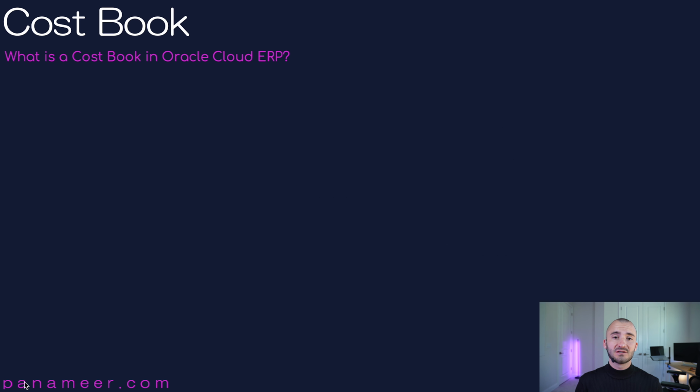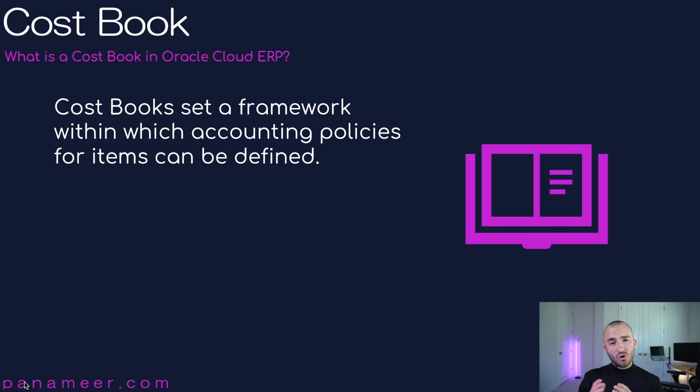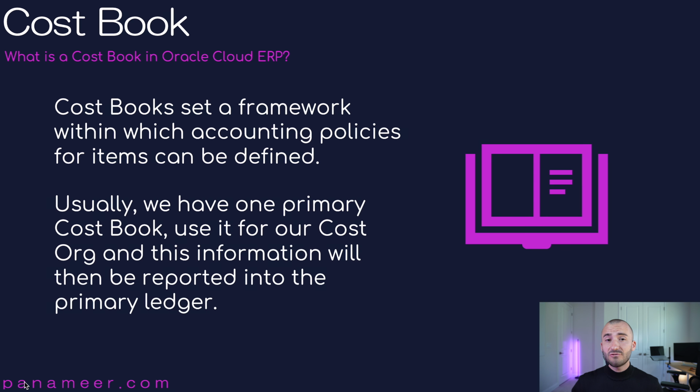Second definition is the cost book. So what is a cost book in Oracle Cloud ERP? A cost book in Oracle Cloud sets a framework within which accounting policies for items can be defined. Every company will have at least one primary cost book that is linked to the general ledger. You could, though, in Oracle Cloud have multiple cost books, for example, for analysis purposes or for planning purposes.